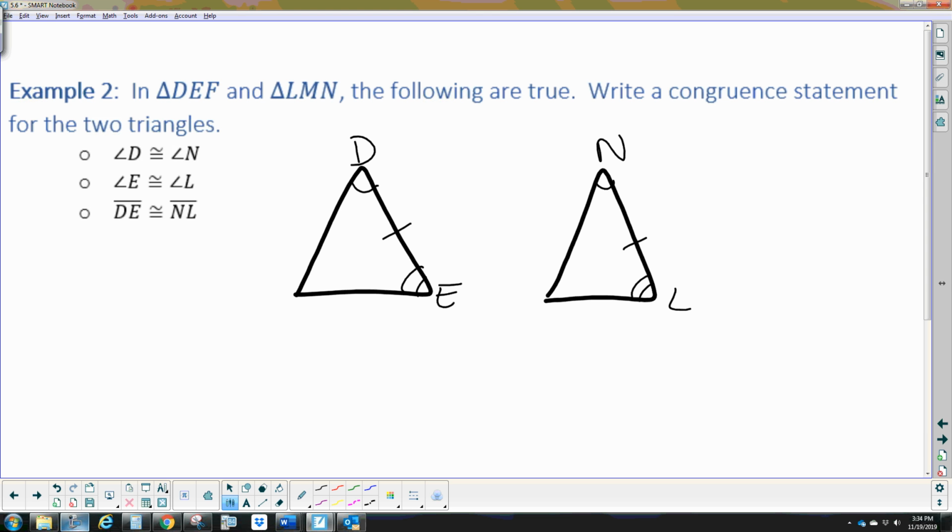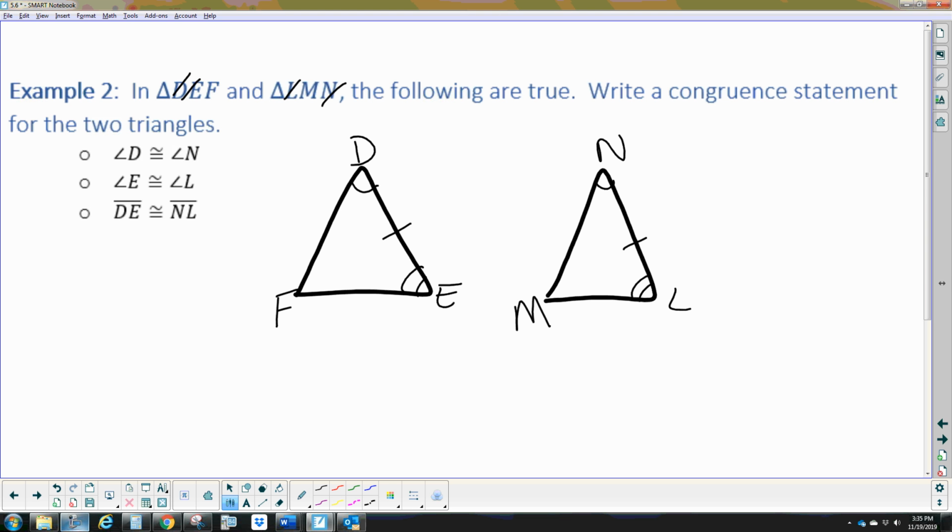Now, in both of these triangles that I just drew, I'm missing a vertex. So I have D, I have E. I need to label my last point F. Here I have L, I have N. I need to label my last point M, just so that I don't miss anything in my statement.